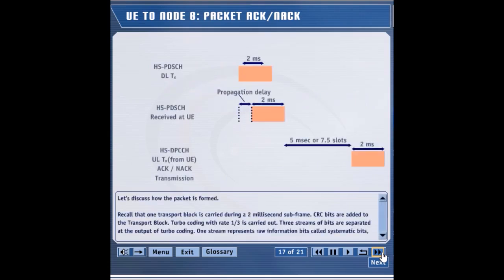The node B transmits the packet on the HSDSCH during a 2 millisecond interval. The HSDSCH is received at the UE after the propagation delay. If the UE decodes the packet correctly, it sends an ACK 5 milliseconds after decoding the packet. Otherwise, the UE sends a NAC to the node B.